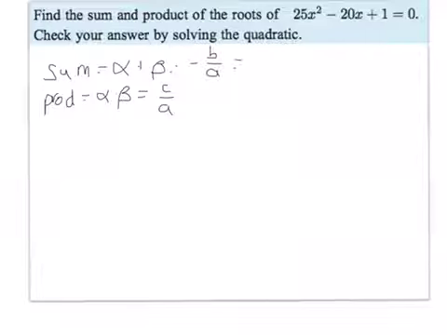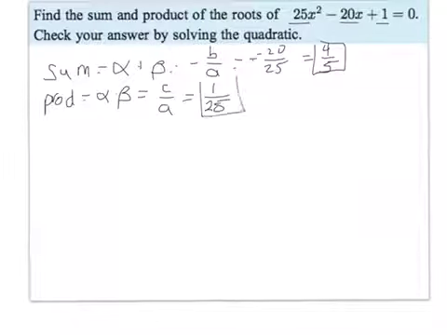Now you should see in this situation that I could just take negative b over a, b being negative 20 and a being 25, so I'd go negative negative 20 over 25. And then I should be able to reduce and get an answer of 4/5 as the sum of the two roots. And then I could do c over a, so c is 1 over a, which is 25, which should give me the product of the roots. So I have the sum of roots here and the product of the roots here.